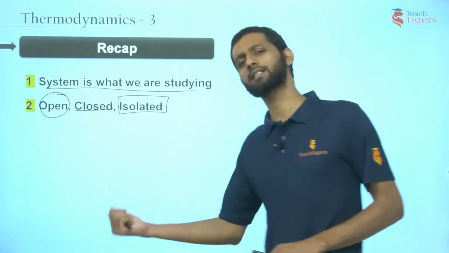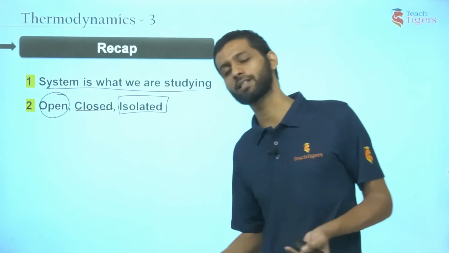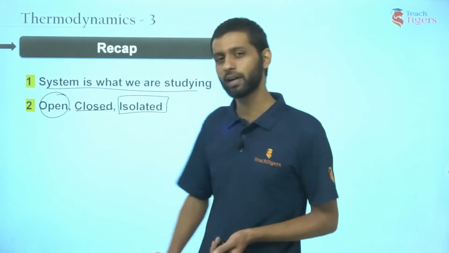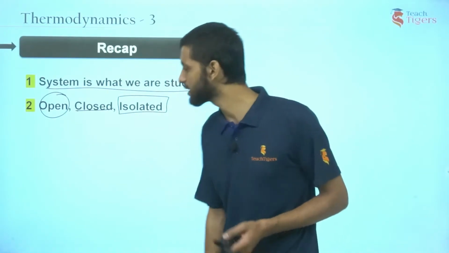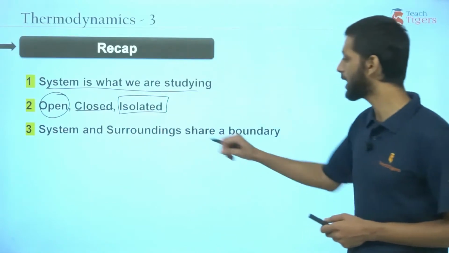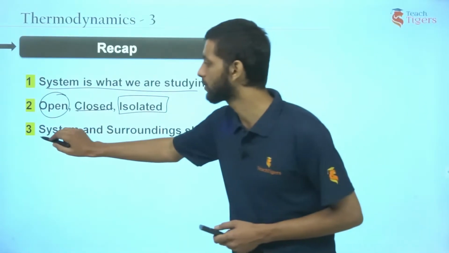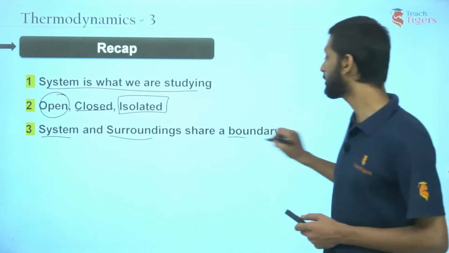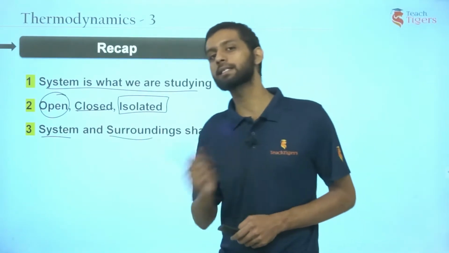It's kind of that guy that sits in the corner, does not share his thoughts, does not share his food. So isolated systems are somewhat like that. No exchange in mass, no exchange in energy. And we also talked about system and surroundings sharing a boundary. And what did we call it? We called it the system boundary.